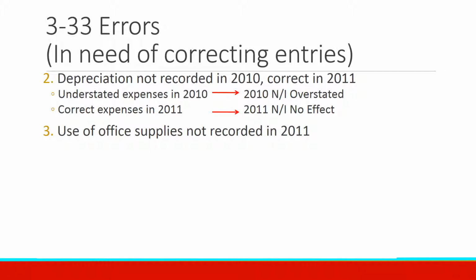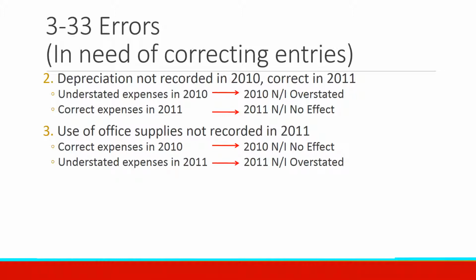Now in part 3, what we're told is that the use of the office supplies was not recorded in 2011, and we're asked to report what was the effect in 2010 and in 2011. The expenses will be correct in 2010 because 2010 happened before 2011. So there's no effect on the income statement in 2010.